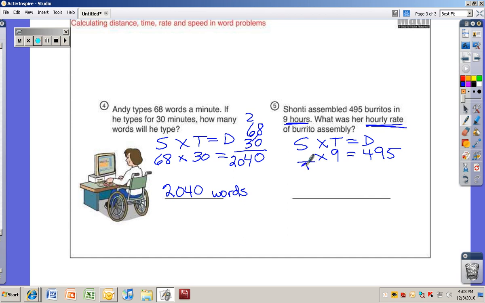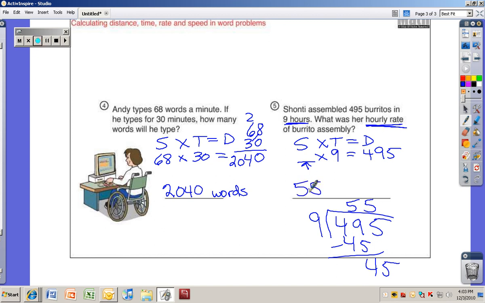Now how do you find this missing number in a multiplication problem? You're going to divide 495 by 9. And I'm going to do that right down here, where there's a little more space. 495 divided by 9. 9 goes into 49. Let's see, 9 times 5 is 45. Okay, you can use the division shortcut too if you'd like to. And then that gets 45 again. 9 goes into 45 5 times. So the answer is 55.